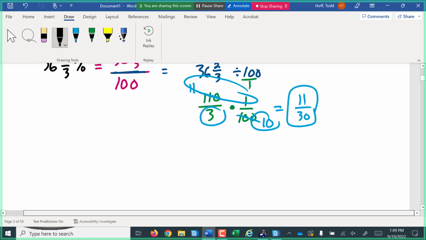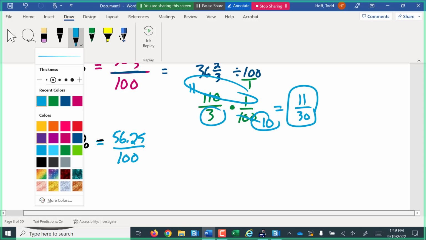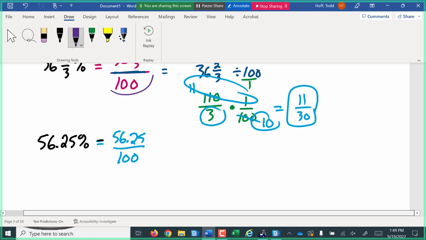Or we might have 56.25%. Well, when we put this into a ratio or that fractional form, it's still 56.25 over 100. But just like we didn't like to have decimals or fractions within our fractions, we also don't like to have decimals within our fractions.